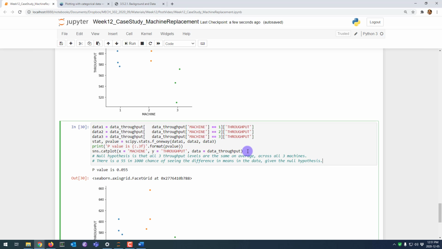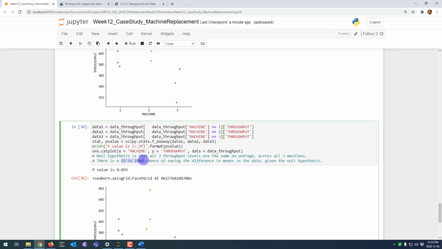And then you come along and do this test and you find out, well, actually, if all these machines are the same, I would only see this 55 times in 1,000, or 5.5 times out of 100. That seems pretty unlikely. What's the typical cutoff? 50 out of 1,000, or 5 out of 100. This is just a hair above that. What do you do? There's no hard and fast rules.